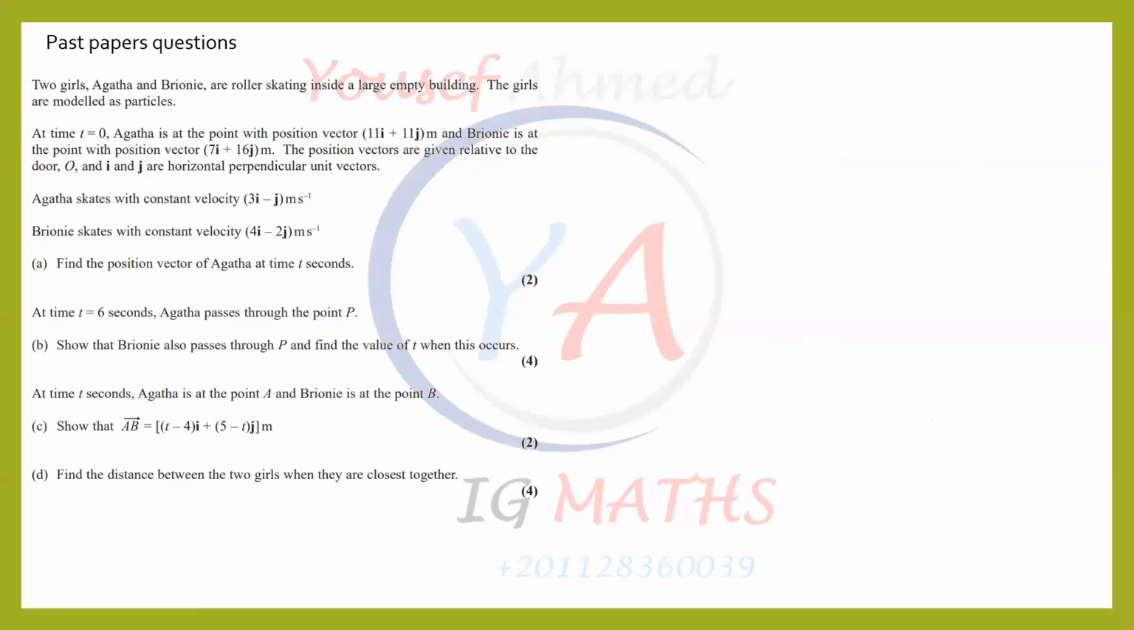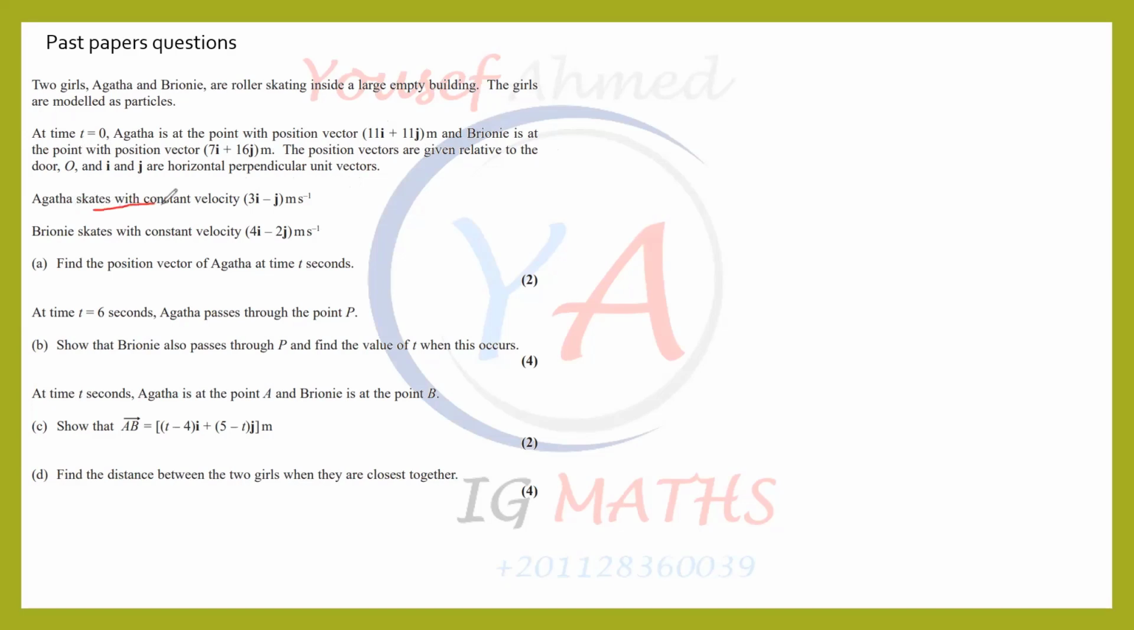So let's start with the first one from the past papers. This question says: two girls, Agatha and Biruni, are roller skating inside a large empty building. The girls are modeled as particles. At the beginning, at time t equals 0, Agatha is at the point with position vector 11i plus 11j meters, and Biruni is at the point with position vector 7i plus 16j meters. The position vectors are given relative to a fixed point O, and i and j are horizontal perpendicular unit vectors.